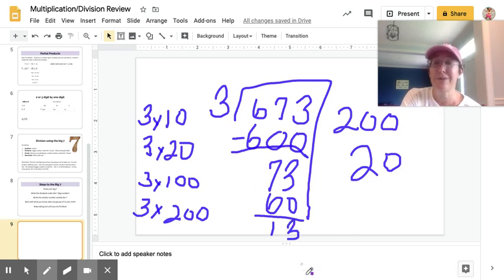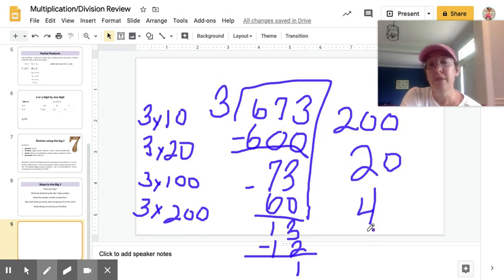So how many threes go into 13? Well, when you get down to just your multiplication facts, it's pretty easy. That's 4, because 3 times 4 is 12. And then I'm going to subtract. Don't forget to subtract. And I'm left with 1. So I have a remainder, and we just write remainder 1. So it's 224, remainder 1.